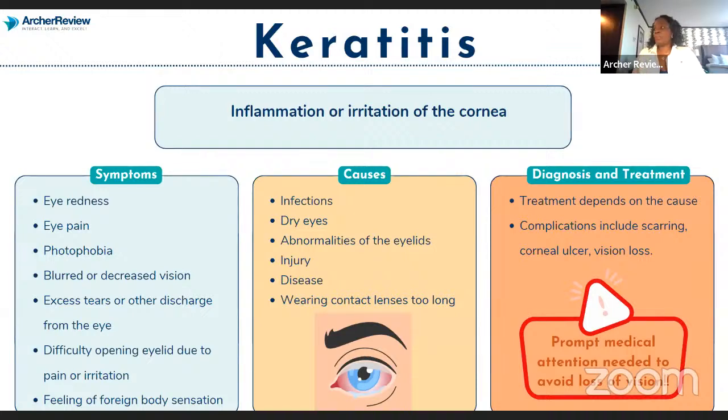And what's most important is that you do not prescribe steroid drops. Some infections can get worse when you use steroid drops. And if it's an emergent referral, we want to refer them to an ophthalmologist to diagnose and treat.